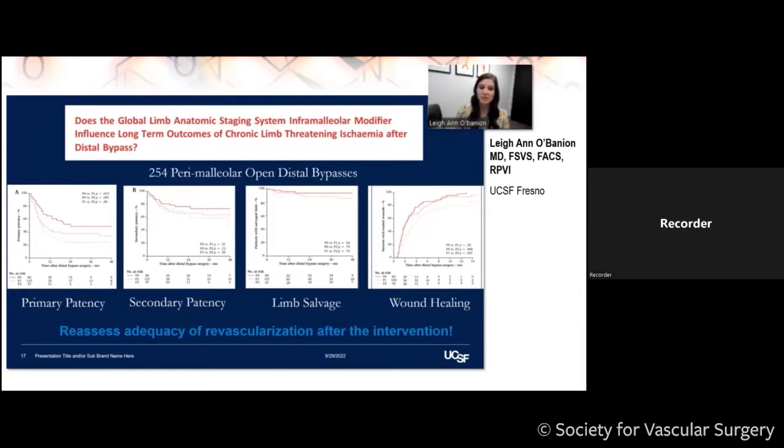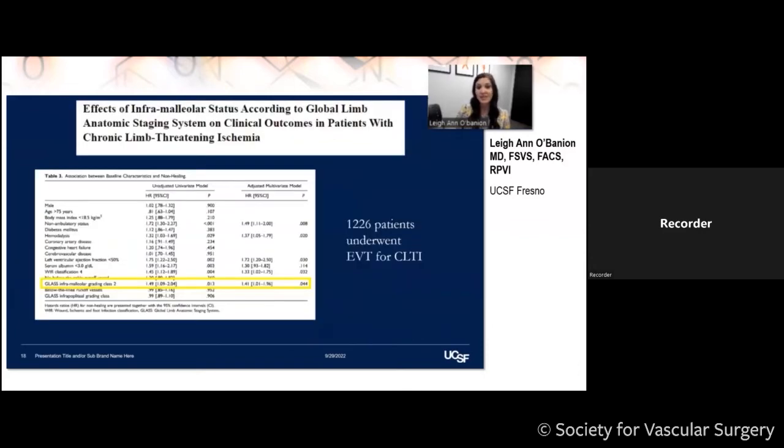The study also demonstrated that wound healing occurred in most patients, regardless of the pedal arch patency, highlighting that adequate blood supply via open bypass to an inframalleolar target can have acceptable wound healing without direct revascularization. However, the data may not be as strong for endovascular interventions.